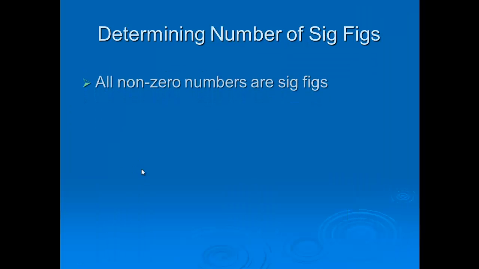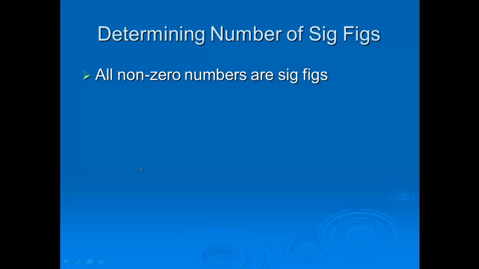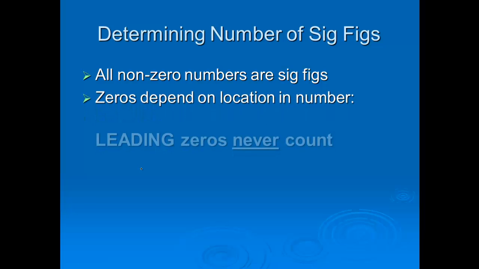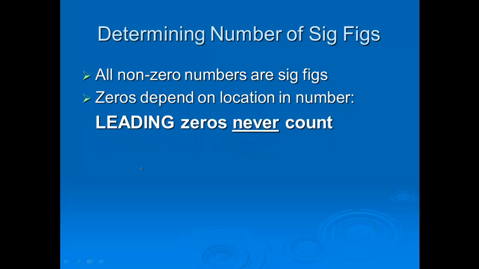All right, so determining the number of significant figures. All non-zero numbers are significant figures, so 3s, 7s, 8s, 2s, whatever. Zeros are where things are going to get confusing. And again, just know in this video, you need to just listen, process, write it down, and we'll get a chance to do a lot more practice in class.